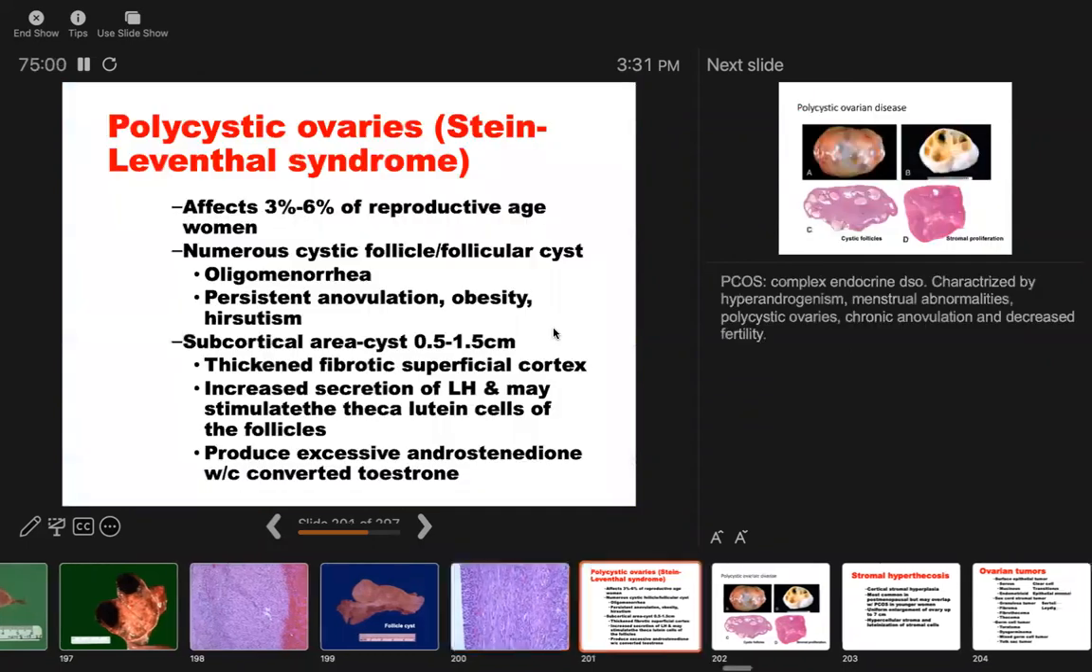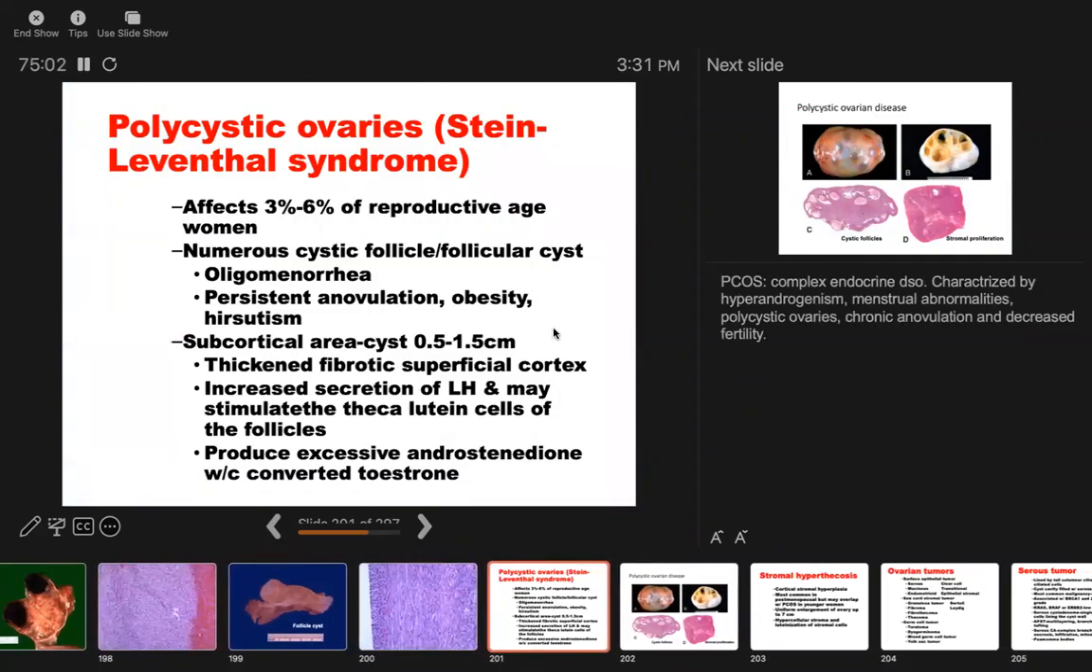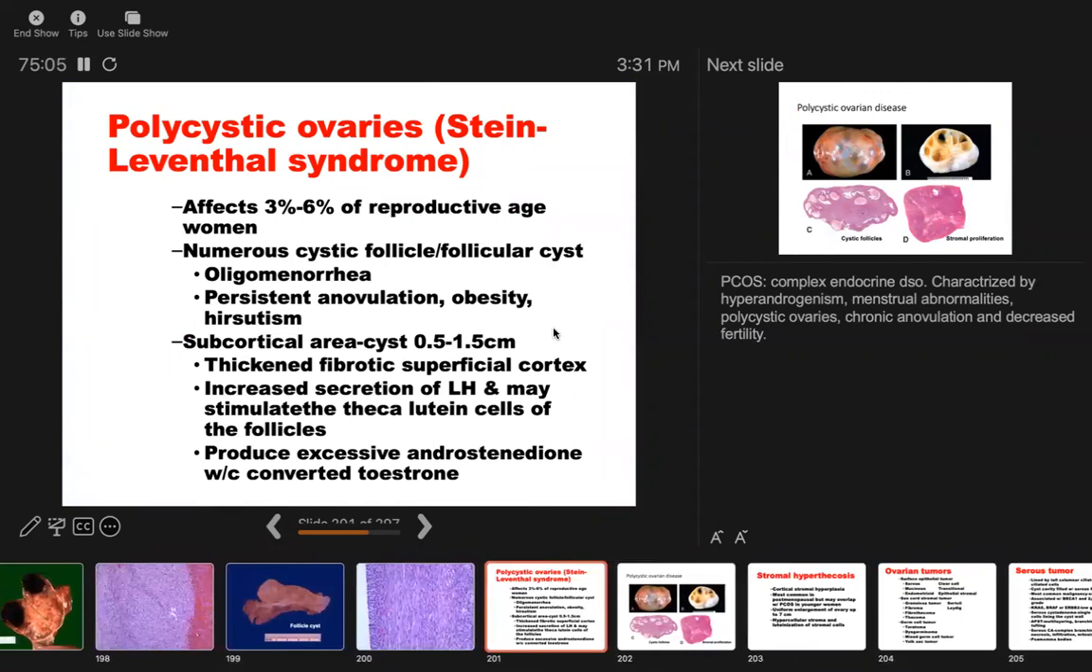Okay. Now, there is a syndrome that is described in your book, that's PCOS, polycystic ovarian syndrome. You are to look for characteristics like what?